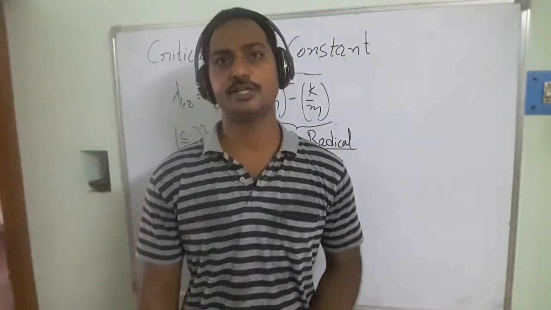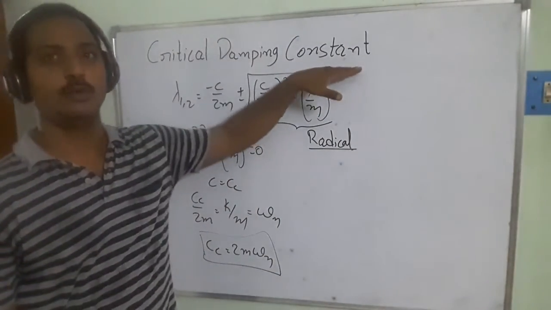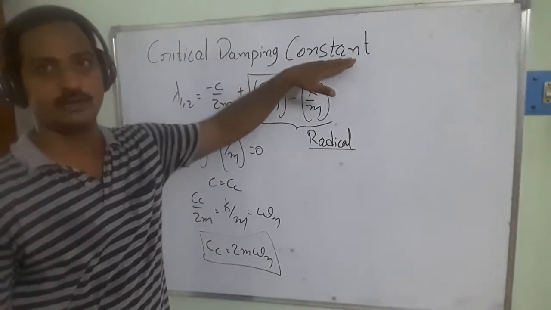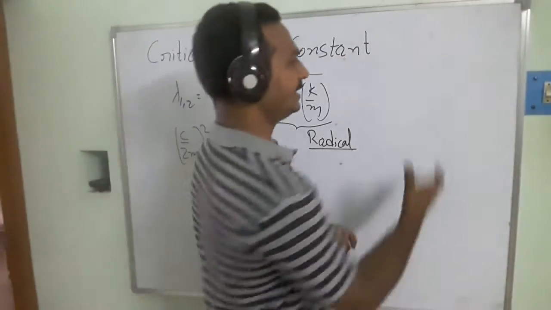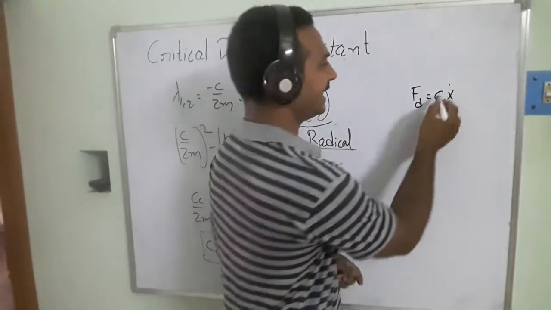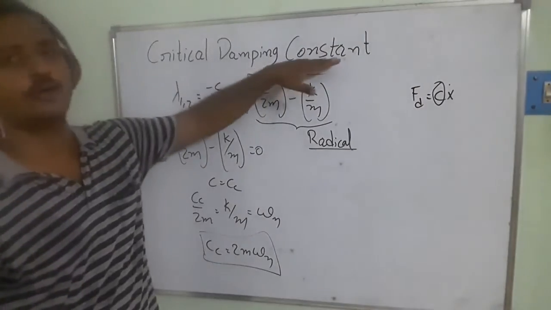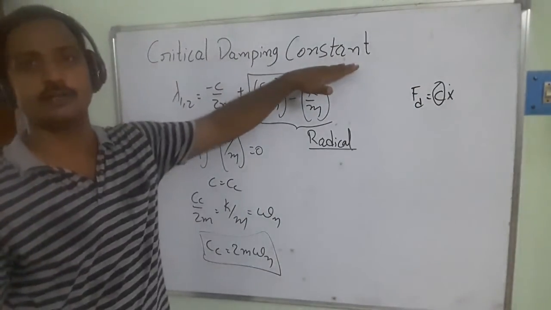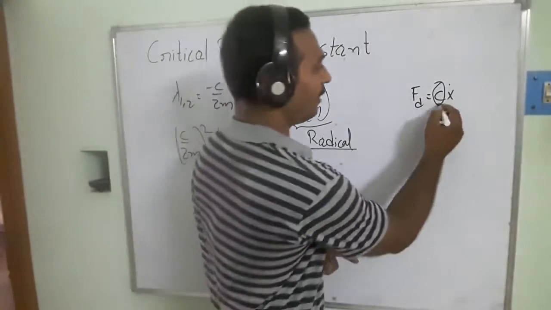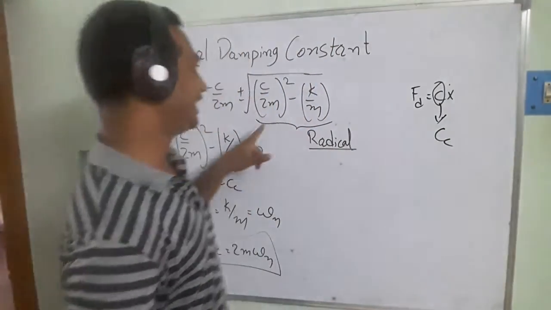In this video lecture we will see the critical damping constant. What is the critical damping constant here? In this equation, the damping force is equal to c into velocity, and in this case c is called the damping coefficient. Then what is this critical damping constant, or critical damping coefficient? We are going to check when this parameter becomes the critical damping coefficient.